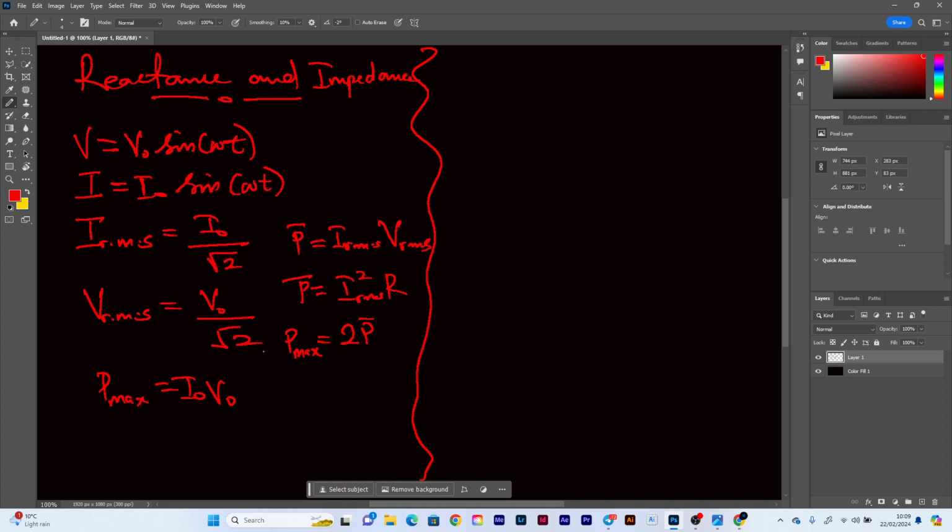Sir, I wrote something down in my notes. To get your average power, P is equal to I naught times V naught over 2. Is it correct? Yeah, it's correct, because average power is the same thing as 1 over 2 P max. So if P max is I naught V naught, then you're right.